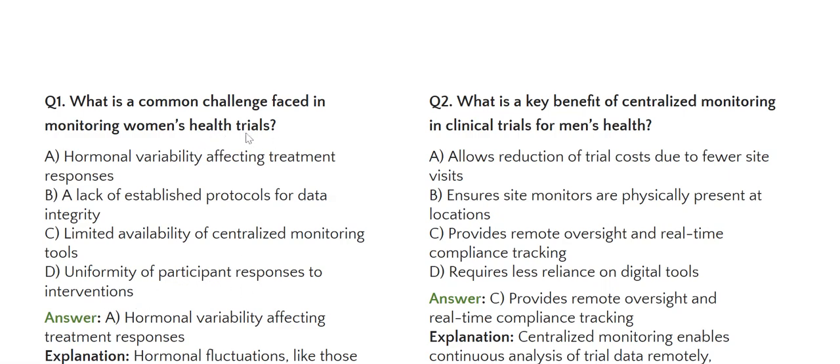So, common challenge for women's health trials, adult female health trials. Well, the most reasonable answer is the hormonal variability. So A is the answer, as hormonal fluctuations like those seen during different phases of menstrual cycles can significantly impact the efficacy and consistency of treatment responses, making this a key challenge in women's health trials.